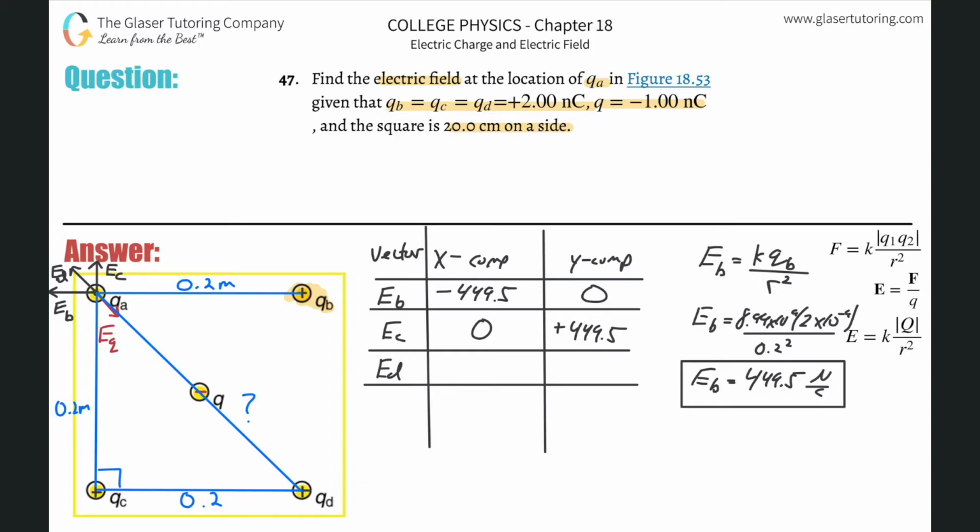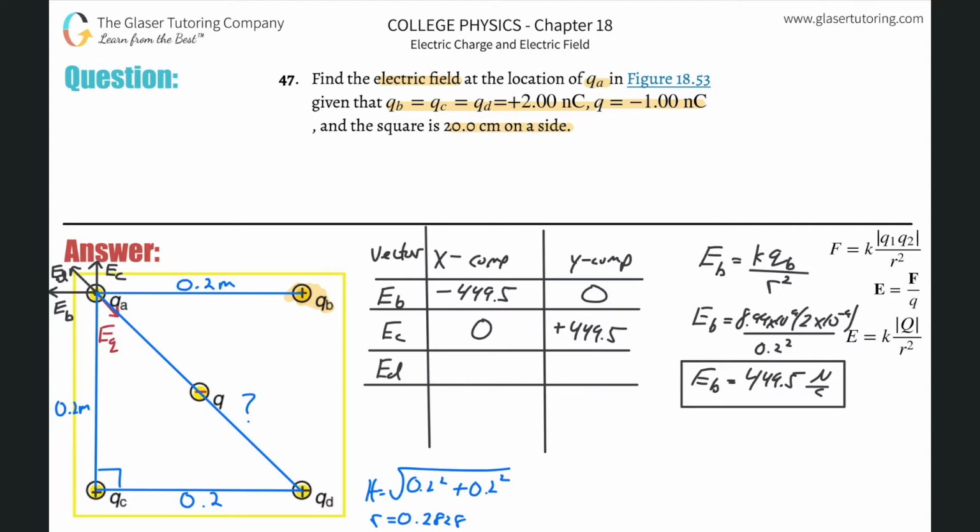You can find that hypotenuse by taking the square root of the a side squared, so 0.2 squared, and adding it to the other side squared. So let's just find that. The square root of 0.2 squared plus 0.2 squared. Could have also multiplied it by 2, it doesn't really matter. So the length of that hypotenuse, which I'm going to label r now, is going to be 0.2828 and so on.